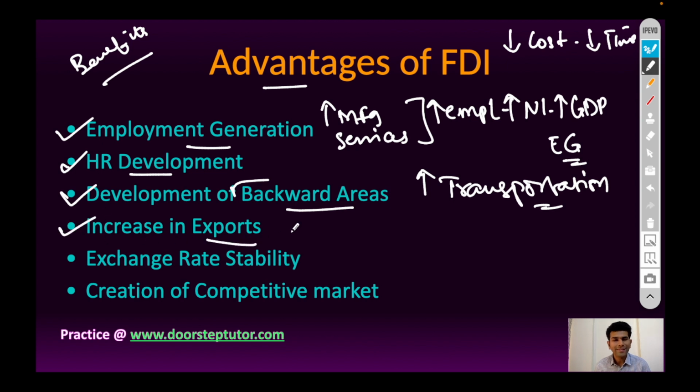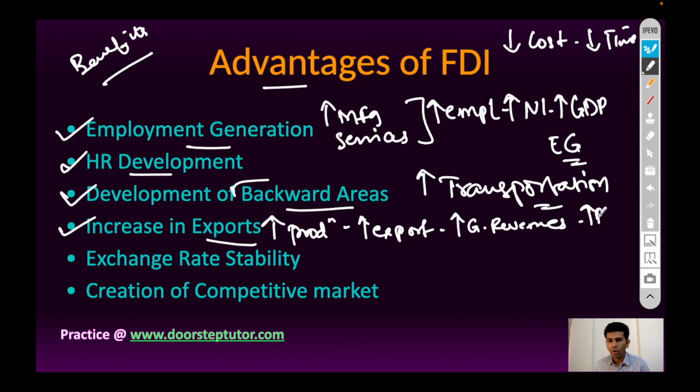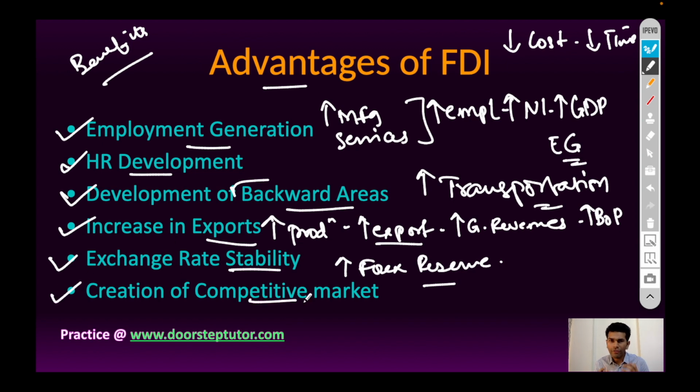Next, increase in export. When foreign business starts its production in India, it will generate more production. There will be more export. If export increases, government will get more revenues. Hence, overall balance of payment position will improve. Exchange rate stability. By way of export, there will be more foreign exchange reserve with RBI. Last, creation of competitive market. Due to FDI, there will be more competition in the domestic market, so consumers will get higher quality goods at reasonable price.